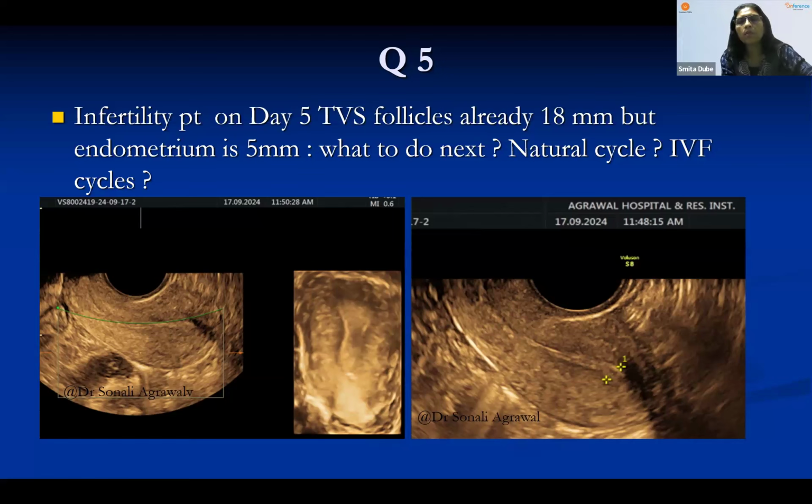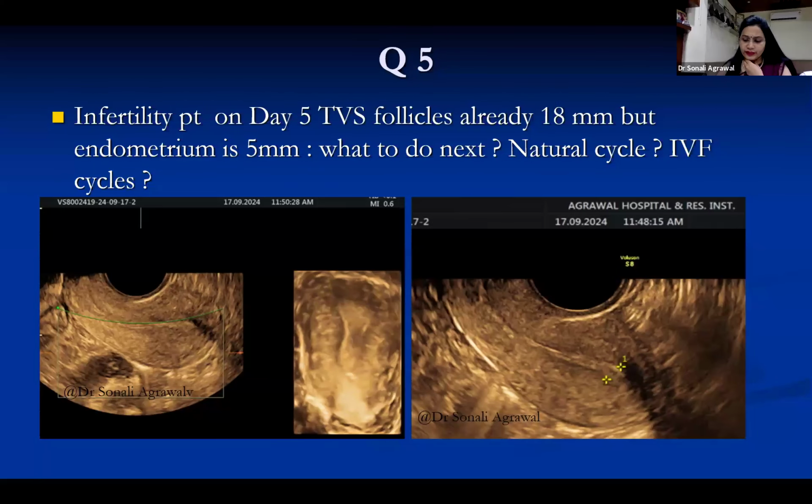Ma'am, with an 18 mm follicle on day 5, we should first put a color Doppler and see what the blood flow is, because we have to rule out whether it is an active follicle or not. And if it is an active follicle and the endometrium is 5 mm, I think we should wait for the natural cycle and do IVF or some other procedure in the next cycle.